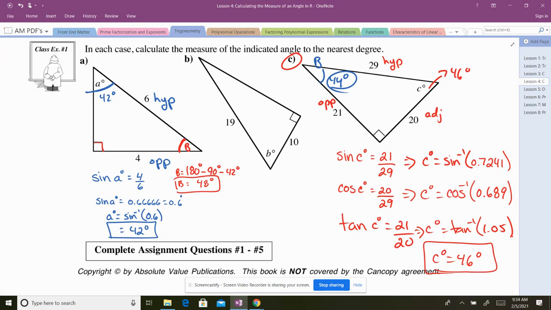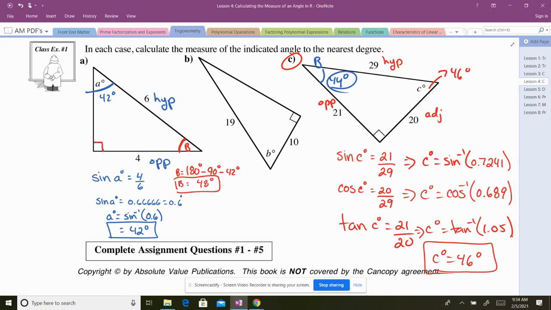Same process, except the only difference is now we just have to do this little inverse, called an inverse, or an arc sine is the actual proper name of it, or arc cosine or arc tan. Don't worry about that, that's calculus. You just do this little function to find the angle.